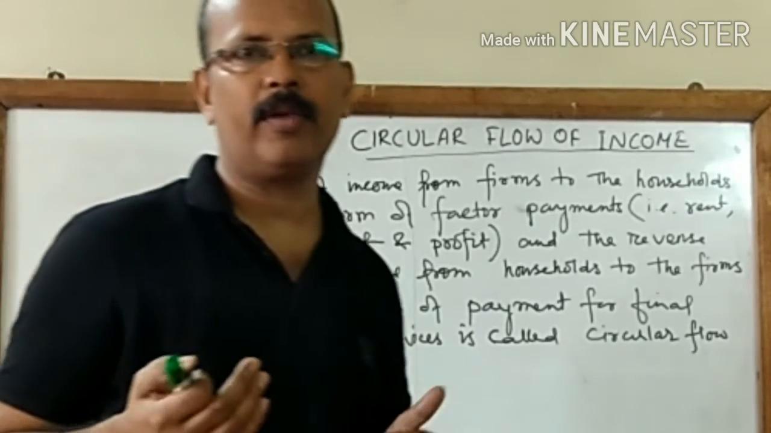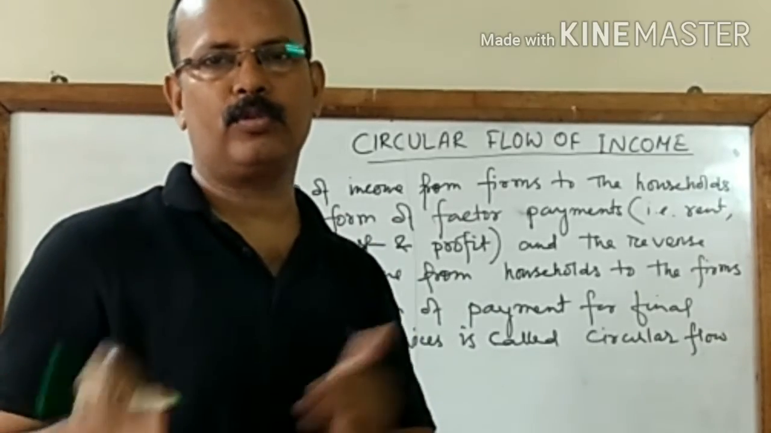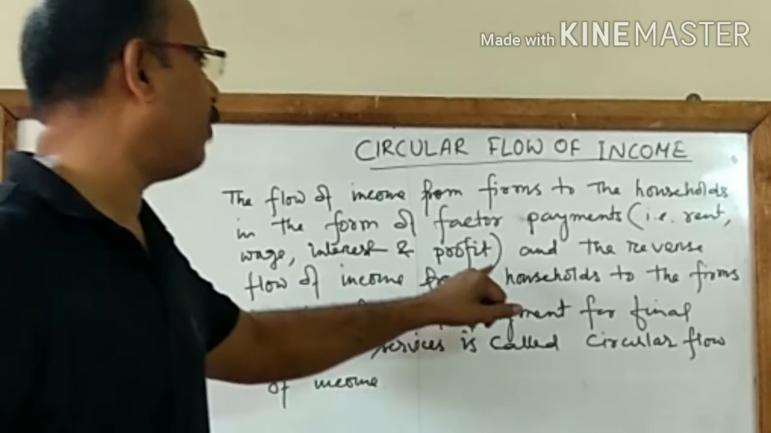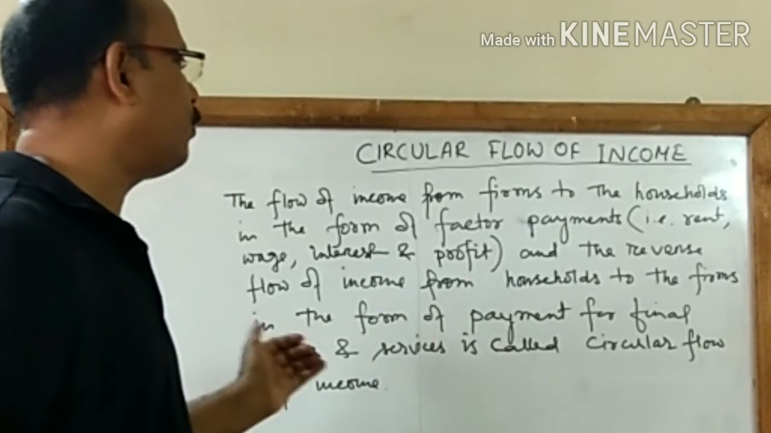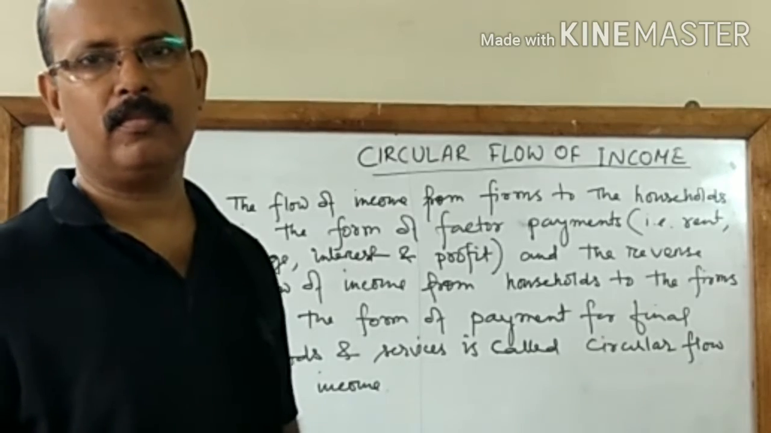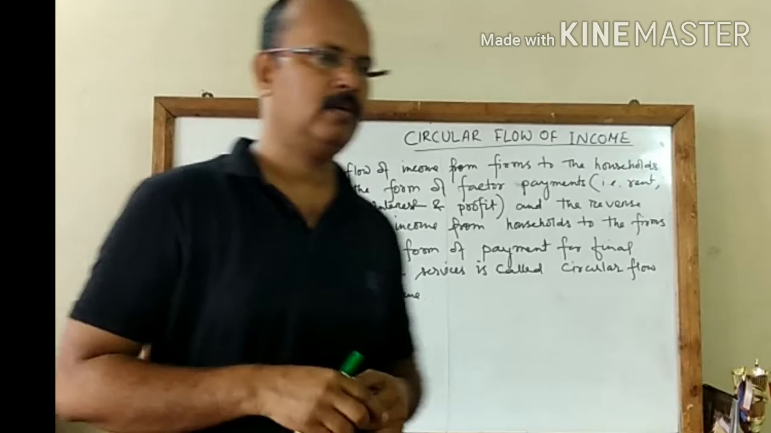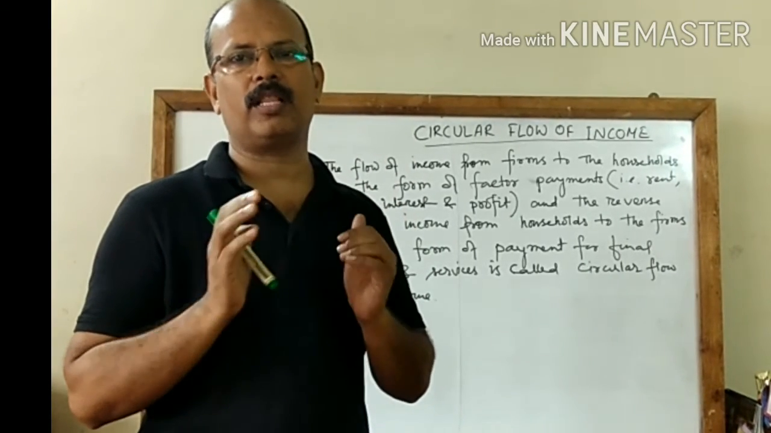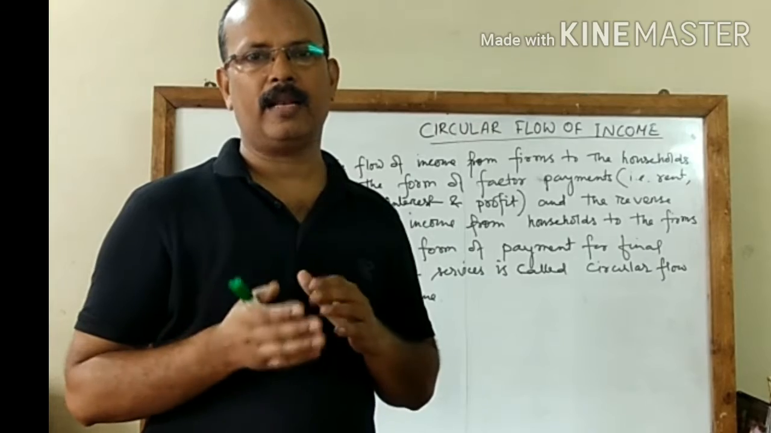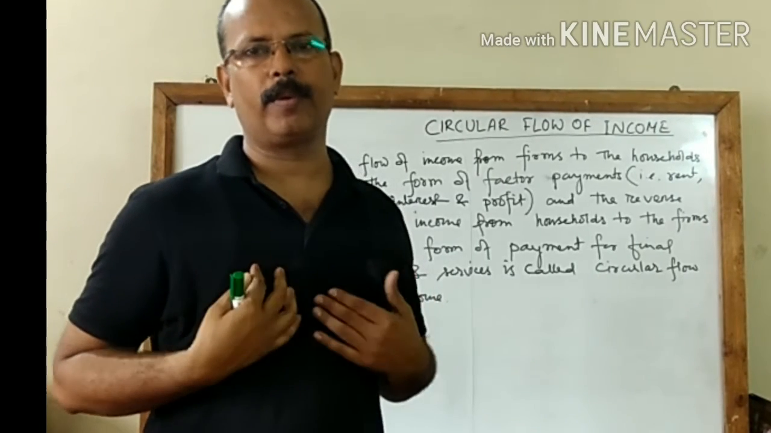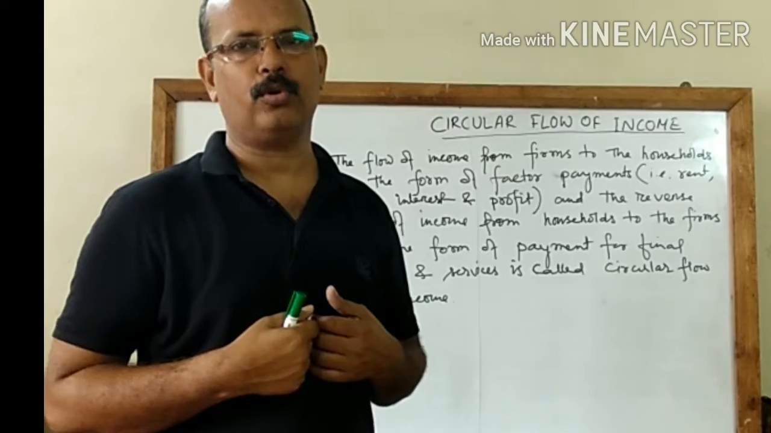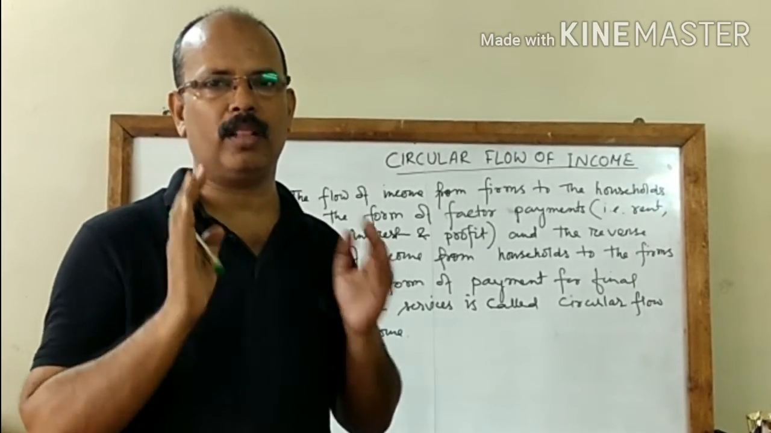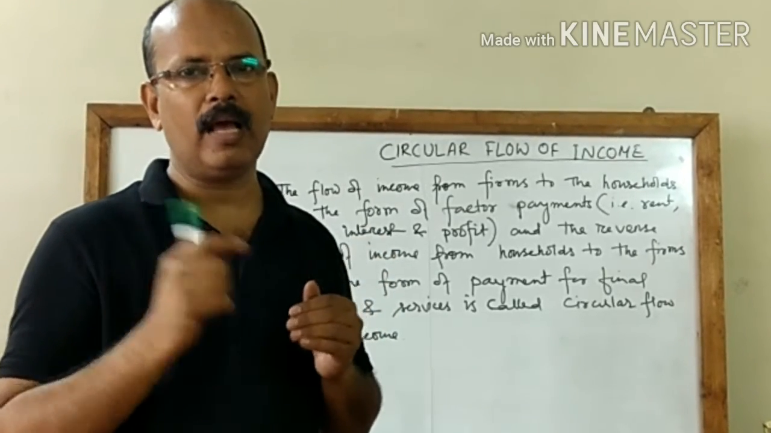That means income is flowing from farm to the household in the beginning in the form of rent, interest, wage and profit, and the reverse flow of income from household to the farm in the form of payment for final goods and services. Now, the farms here mean all the production centers, and household means the families, we people belong to household. The families are providing land, labor, capital and entrepreneur. That is, all the factor services are being provided by the household.